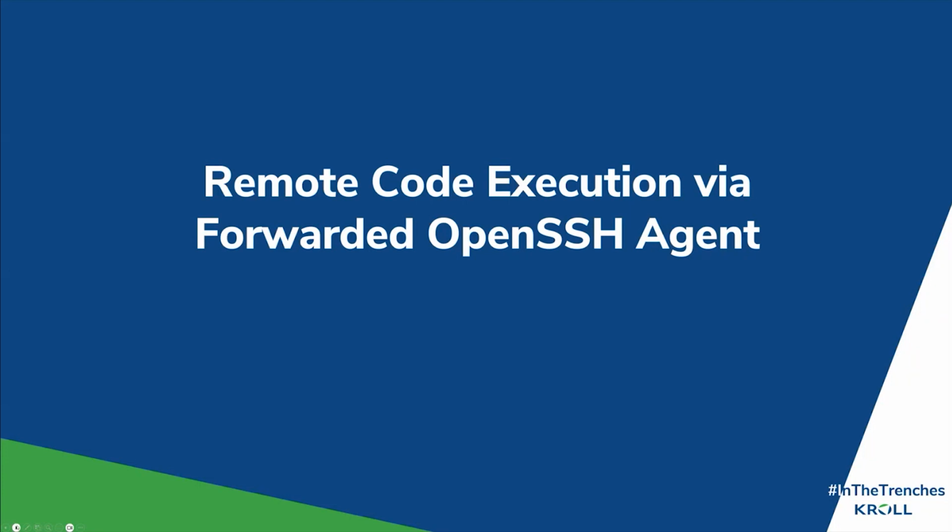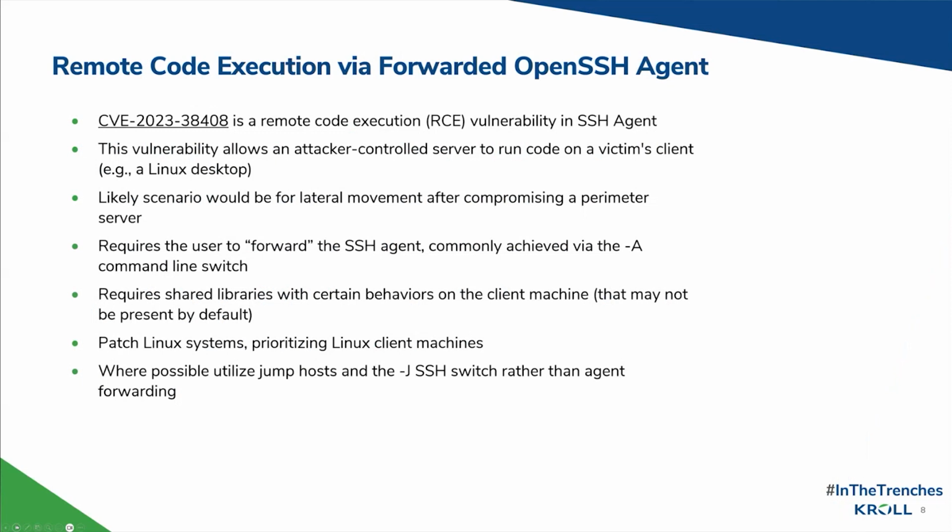Thank you, Laurie. Qualys released an article regarding vulnerability CVE-2023-38408 in the OpenSSH authentication agent that runs on a user's client machine. The vulnerability allows an actor to run remote code on a user's client machine if the user logs into a server the actor controls and the user is running the OpenSSH authentication agent in forwarding mode.